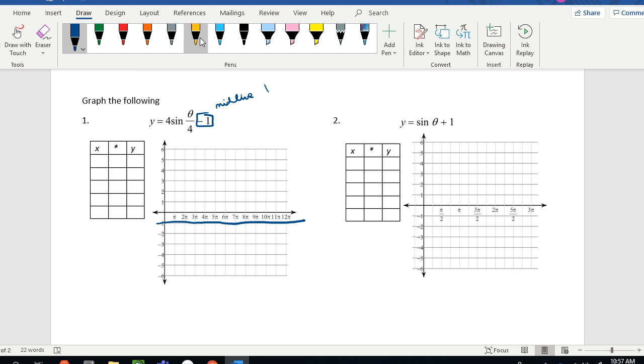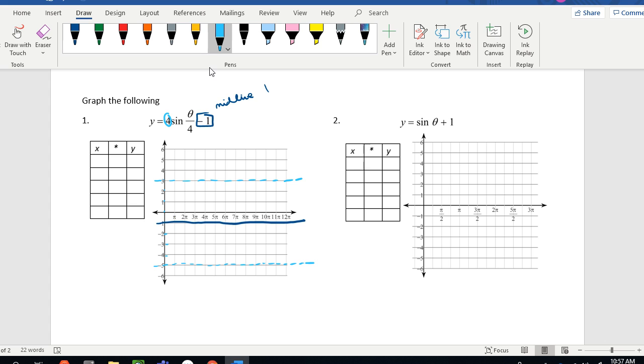Okay, and then this also tells me that starting with a 4, that's my amplitude. So I go up 4, 1, 2, 3, 4. This is 4 units up. So I'm going to go ahead and draw my amplitude line. And 4 units down, 1, 2, 3, 4 units down. That's my bottom amplitude line. Okay, that's amplitude.